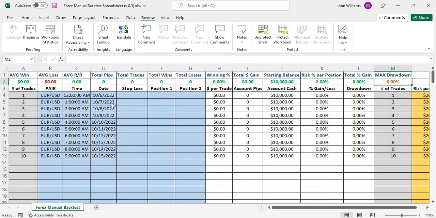Right? So let's go with 18 as our first stop loss value. All right, and for this trade, for position 1, let's say it was 26. All right, so this would reflect a gain. And remember, the risk percentage per position is 2%.